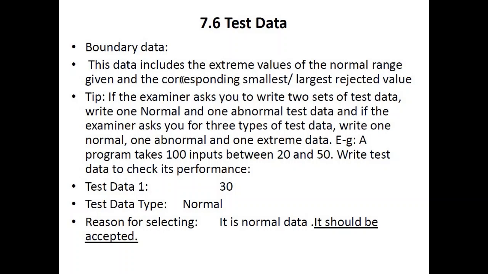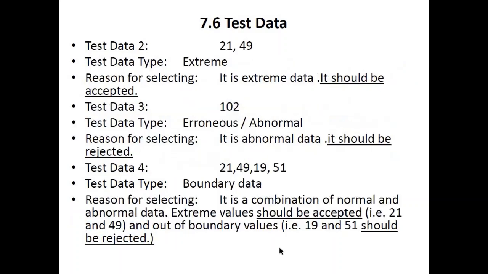Test data 1 would be 30, 25, 21, 49, 48, 46, 44. Any number between 20 and 50 exclusive means after excluding 20 till 50, any number in between would be acceptable over here. And the reason for selecting, you are going to write these 2 points. Always it is normal data and it should be accepted. This is the keyword over here. If you don't write this line in your answer, you may lose your marks.